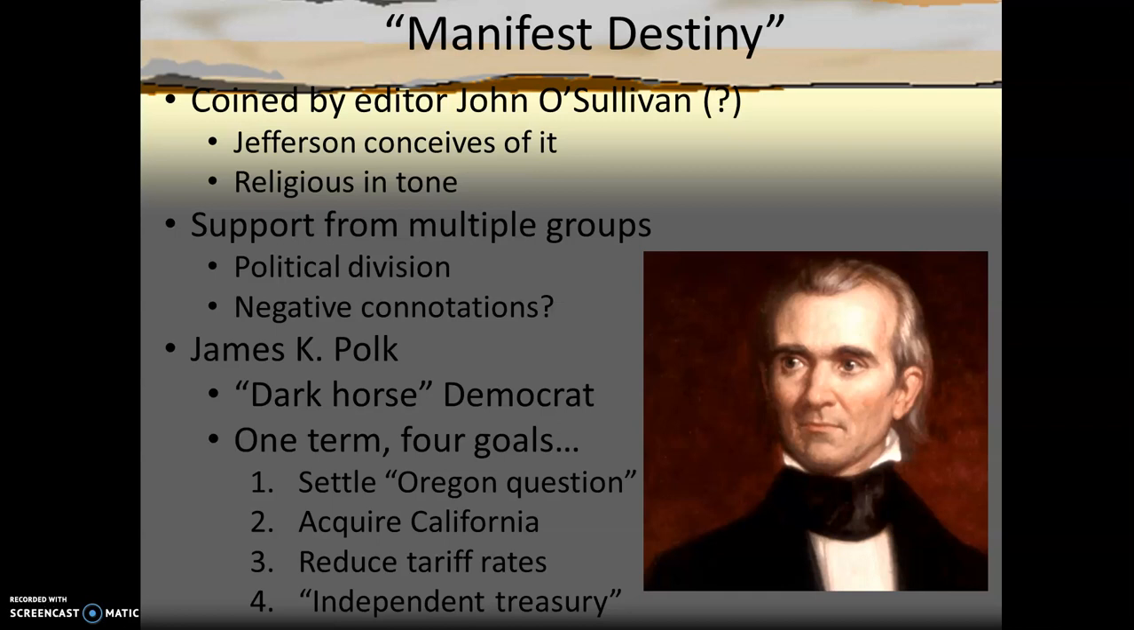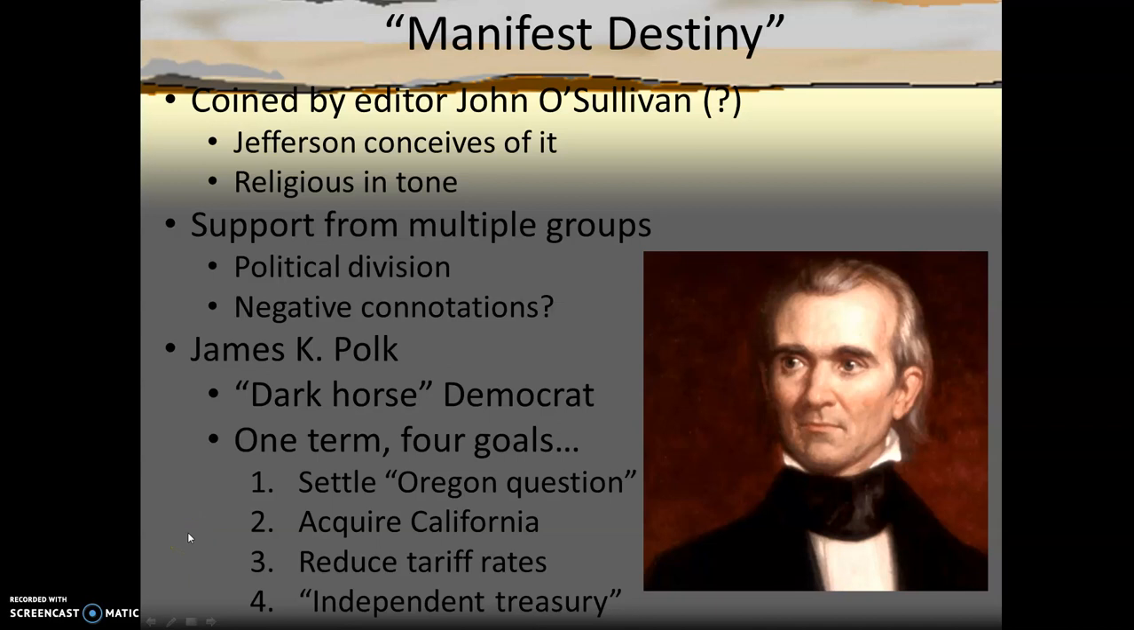He wants to acquire California to continue this westward push. He would like to reduce the tariff to revenue levels, very similar to Clay's Compromise following the Tariff of Abominations. And he wants to establish an independent treasury. Now, acquiring Texas was kind of part of the deal, but not in his official list of goals. And this is why the story of Manifest Destiny really goes hand in hand with Polk's lone term as president.